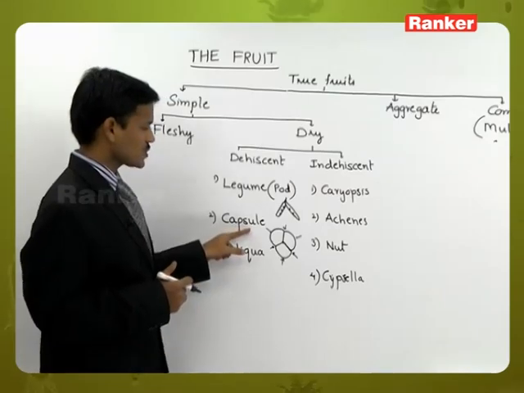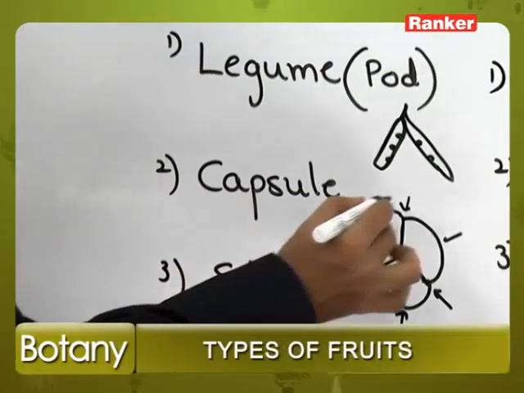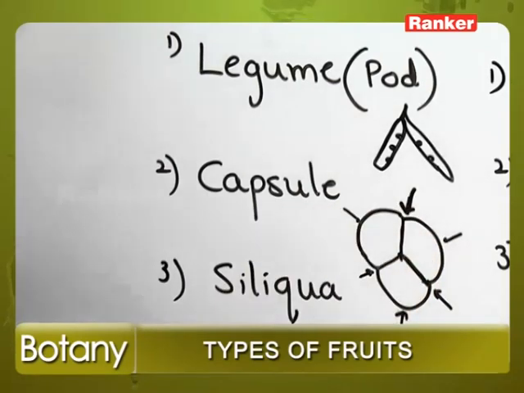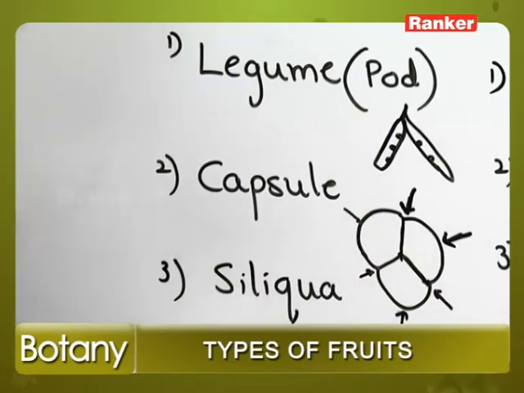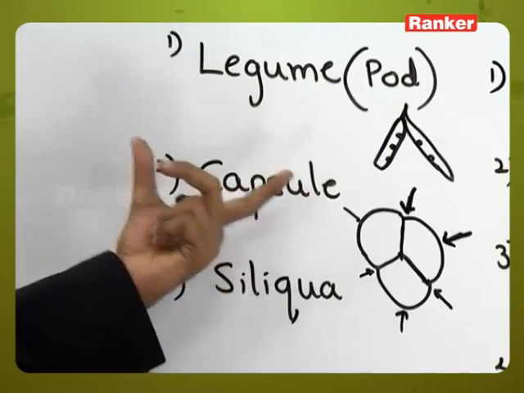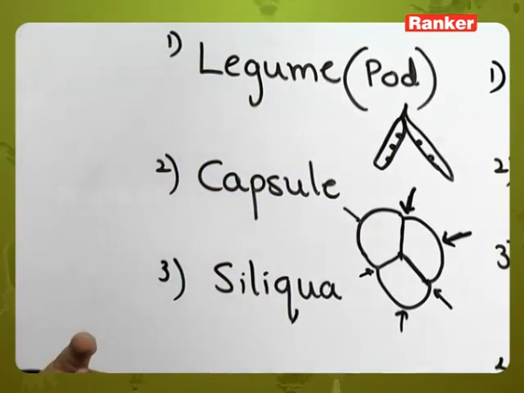So capsule fruits are of different types. Septicidal, if it is dehiscing in the septa region, and loculicidal, if it is dehiscing in between the locules, and septifragal also. So different types of capsules are there. Generally capsule is observed in the datura plant.